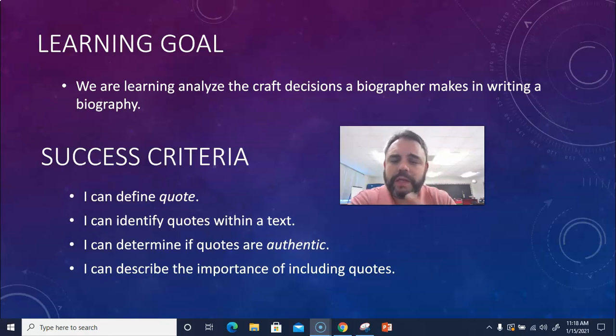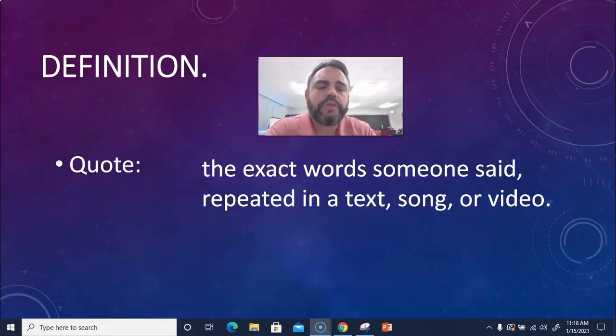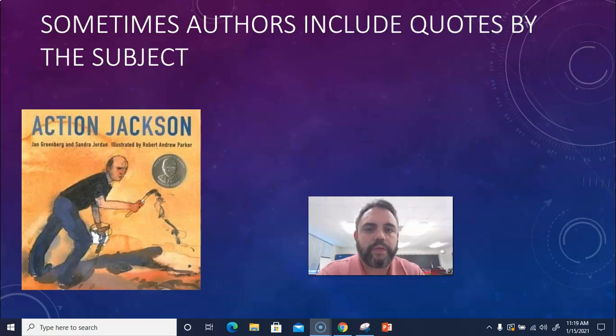All right? Let's, as always, scoot on over to some important definitions, and then we'll get on to some examples. So we are looking at definitions, and you know what, guys? Mr. Remy's cutting you some slack today. You got one singular definition today, and that is the word quote. Now, this probably is a little bit of review for you guys, but always good to review. A quote is the exact words someone said, repeated in a text, song, or video. All right? Now that you know that, let's start to look at some examples and really dive into analyzing the choices that biographers make. And sometimes those authors include quotes by the subject.